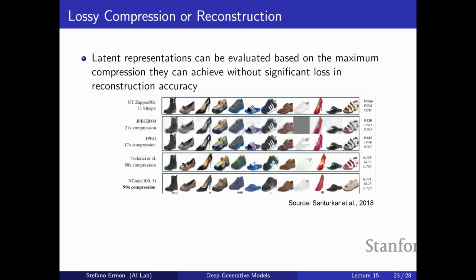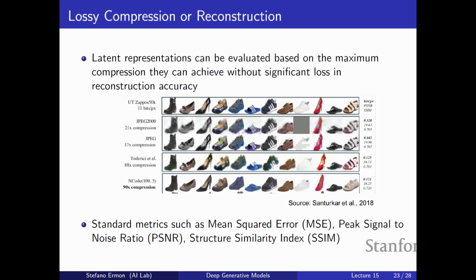Here, for example, they are looking at different kinds of representations, where if you compress using JPEG, you would get something like a 17x compression in your images with a small loss in accuracy or quality. There are other representations that you get from training a generative model, where maybe you can get something like a 90x compression, meaning that the latent vectors you get by mapping data to the latent space are much smaller than the original data points, and still you're able to do very well at reconstructing the original data points, as measured by reconstruction metrics like mean squared error, PSNR, or SSIM.